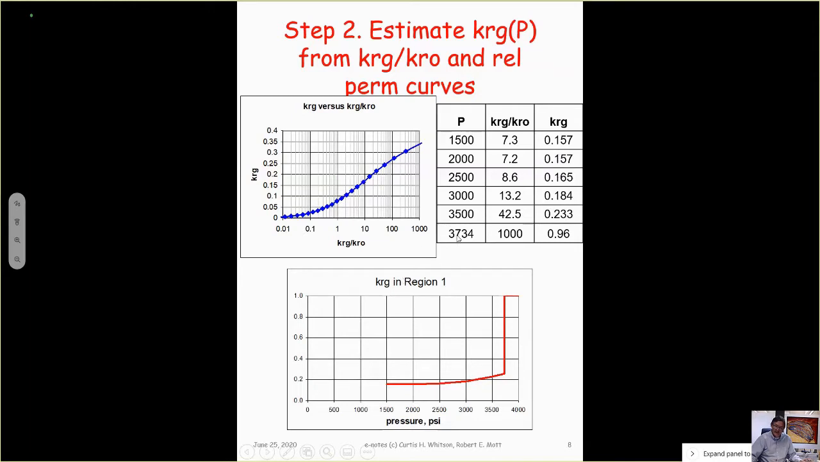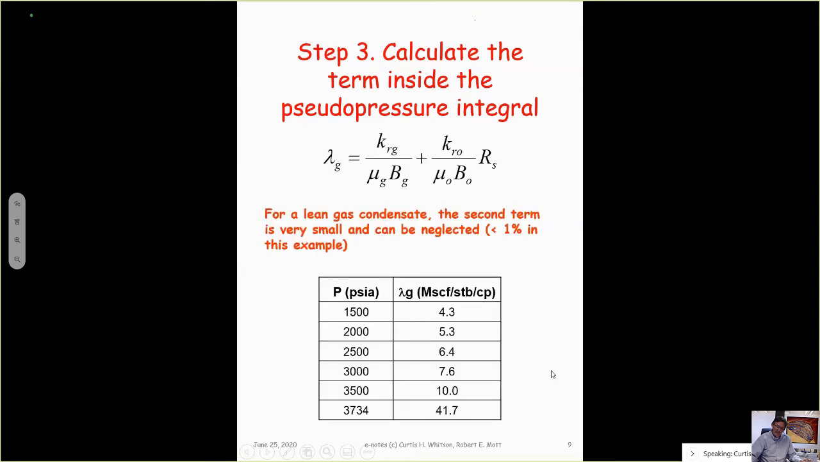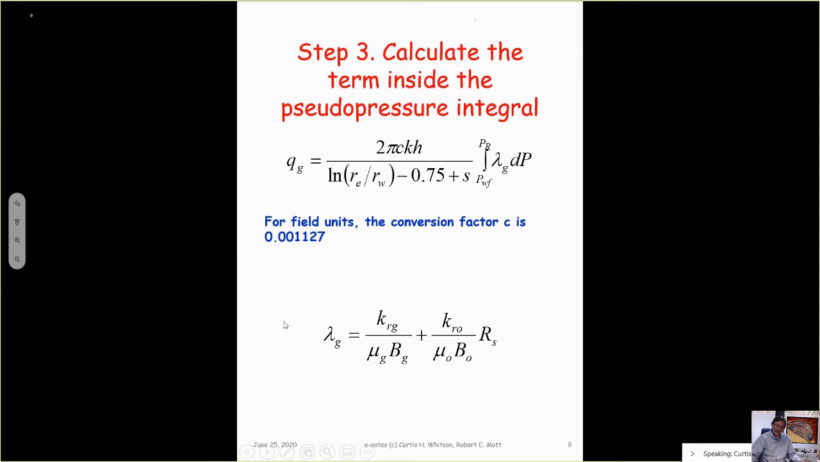Of course, at the dew point, there's no liquid, so KRG should be the initial KRG. Then we're going to calculate this mobility. Units, mobility, you've got to be careful on units there as well. So there is no region 3 here, right? There's no region 3 here, it looks like. Yeah. So we have to calculate this term here.